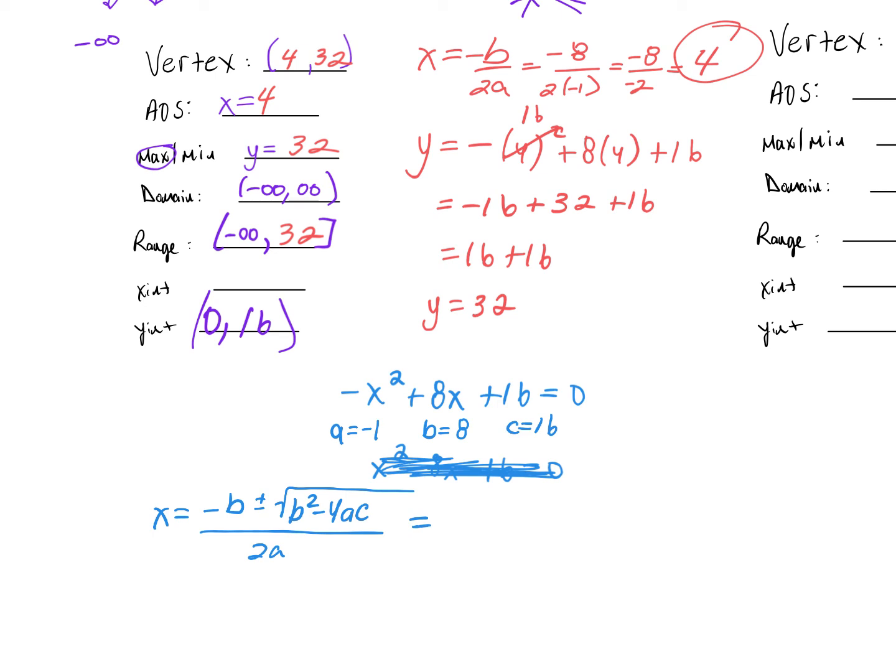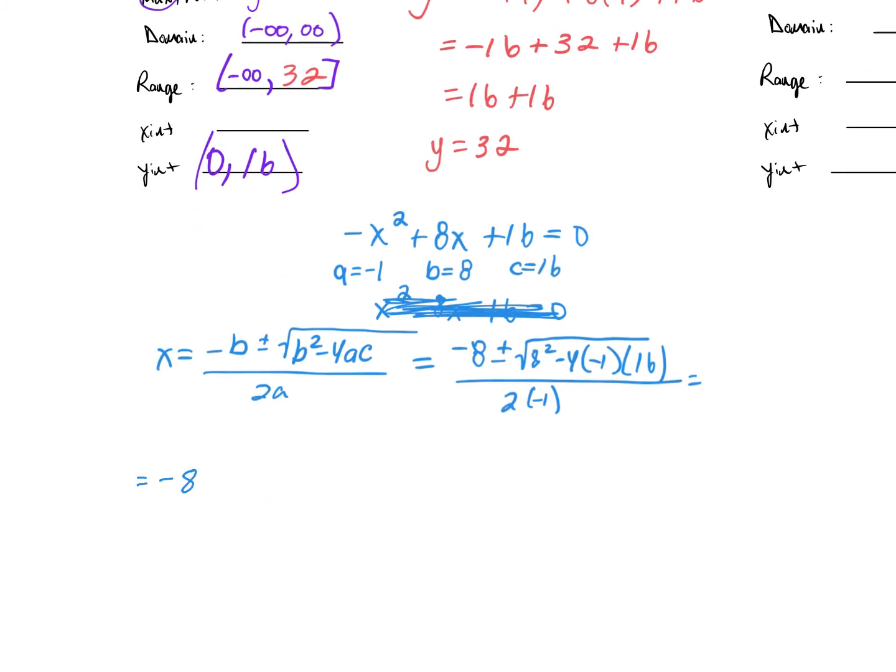So I have negative b, so negative 8, plus or minus b squared, so 8 squared, minus 4 times a, which is negative 1, times c, which is 16, all over 2 times negative 1. Let's simplify. Negative 8 plus or minus 8 squared is 64. Negative 4 times negative 1 is 4, and 4 times 16 is 64, all over negative 2. So this is negative 8 plus or minus the square root of 128 over negative 2.